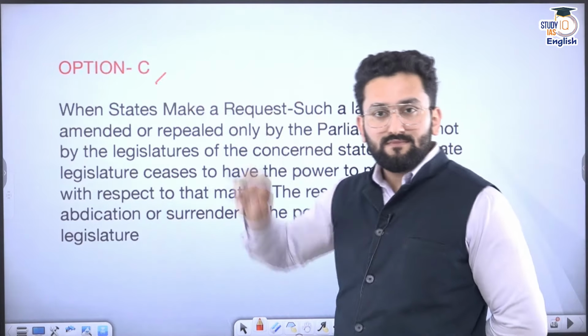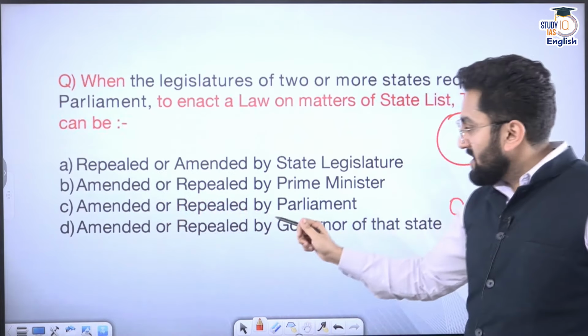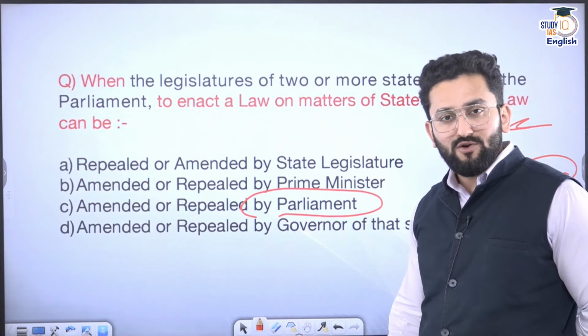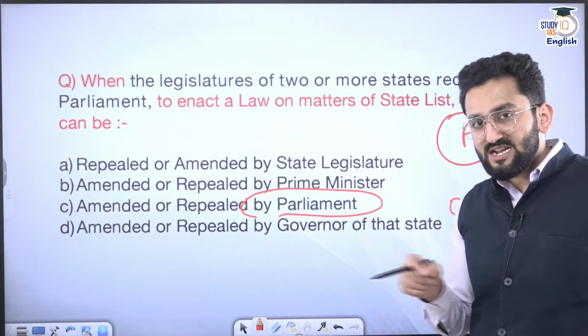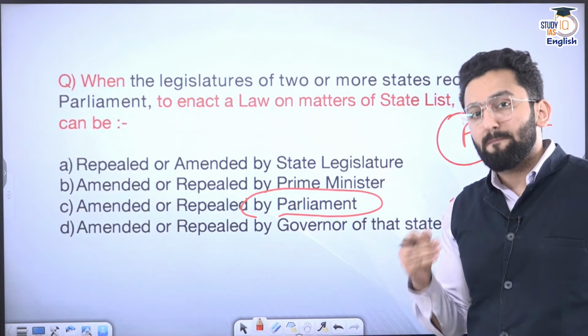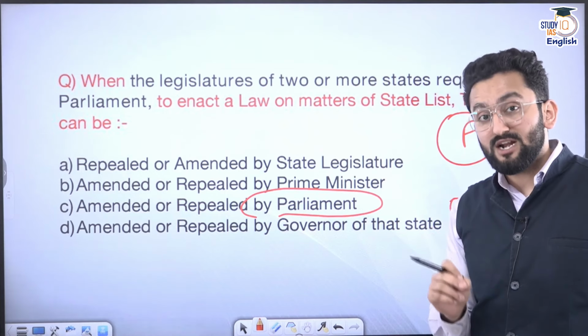Answer is C. Why is it C? Amend and repeal power will be with Parliament, because Parliament has made the law. When you have requested Parliament to make a law on a state subject matter to be applicable to you, at this point of time you have given up your power with respect to that subject, with respect to that law.